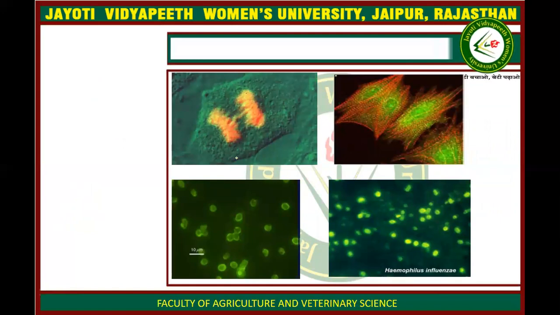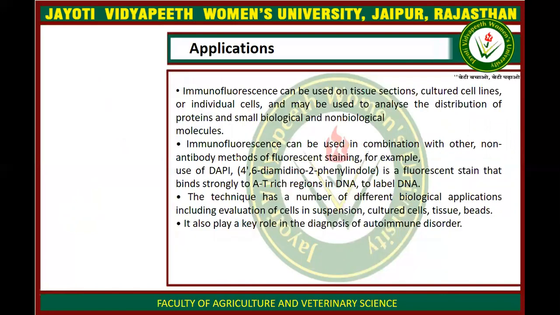These are the pictures of fluorescence taken from fluorescent microscopy. What are the applications of immunofluorescence? Immunofluorescence can be used in tissue sections, cultured cell lines, or individual cells, and it can be used to analyze the distribution of proteins and small biological and non-biological molecules.